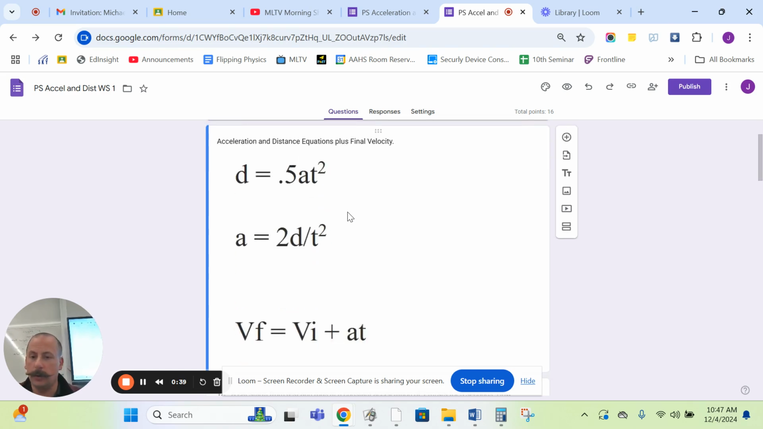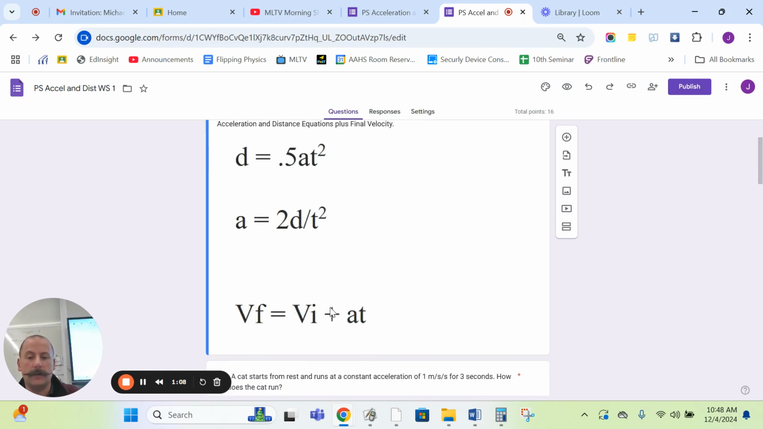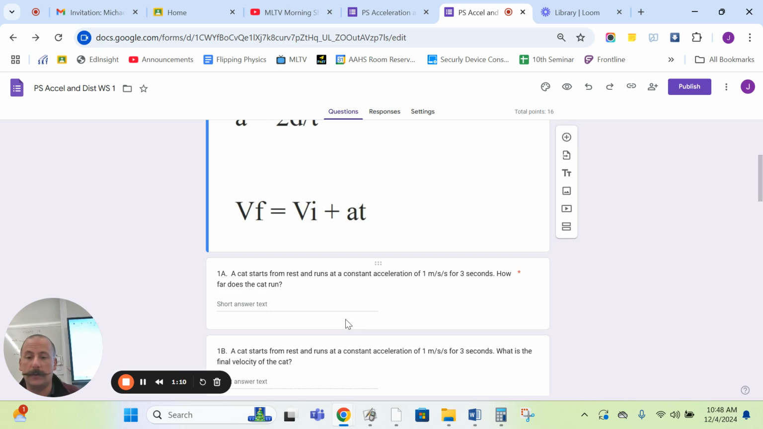The three equations that we'll use in here: if we're finding the distance when I have a period of accelerated motion with no initial velocity, it's 0.5 multiplied by the acceleration multiplied by the time squared. If I'm solving for the acceleration, it's 2 times the distance divided by the time squared. And when I'm finding the final velocity, I take the initial velocity and I add it to the acceleration multiplied by the time. Again, here are the different equations that you guys will use at the top.